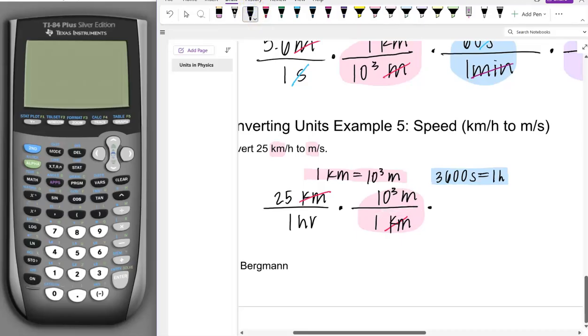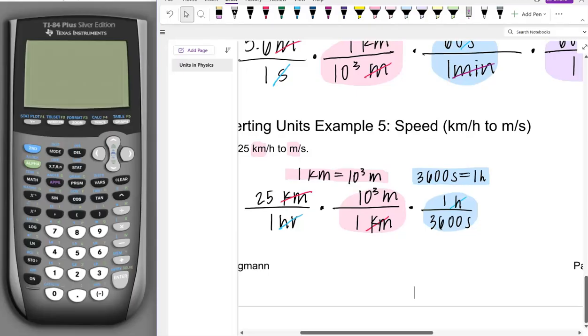And now I need to look at this and say, okay, the hours is on the bottom in the first fraction, so I know I need to put the hours on the top in my other fraction. So if the 1 hour is going on the top here, that means my 3,600 seconds needs to go on the bottom. You always put one part of the conversion factor on the top and the other part of the conversion factor on the bottom. And you just have to make sure you put it so that it cancels out correctly.